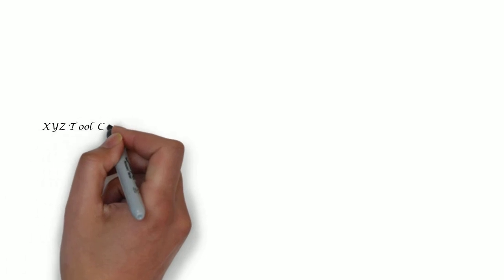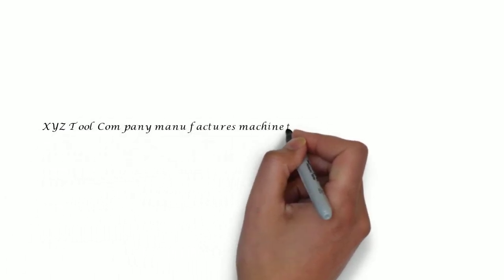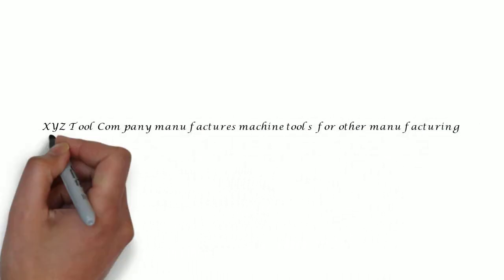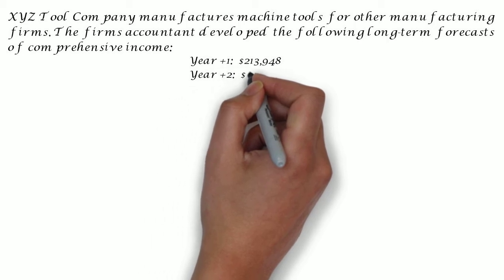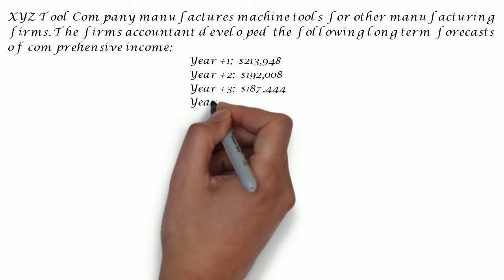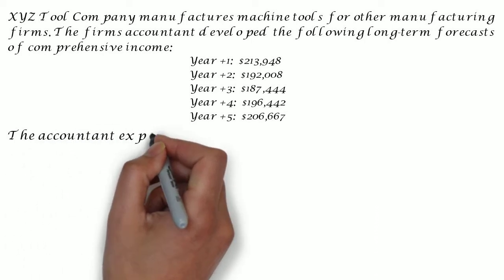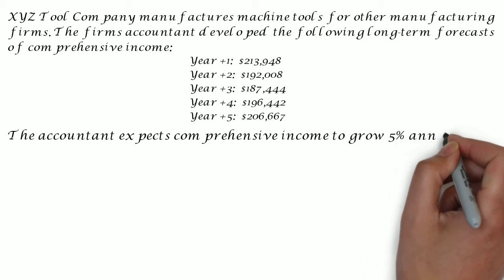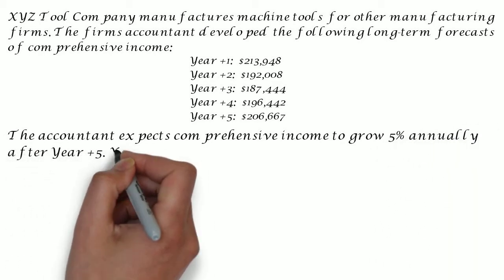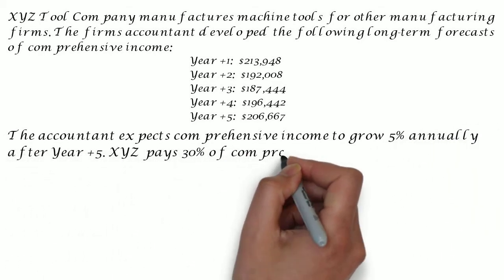Let's look at an example. XYZ Tool Company manufactures machine tools for other manufacturing firms. The firm's accountant developed the following long-term forecast for comprehensive income. The accountant expects the comprehensive income to grow 5% annually after year plus 5. XYZ pays 30% of comprehensive income each year as dividend.